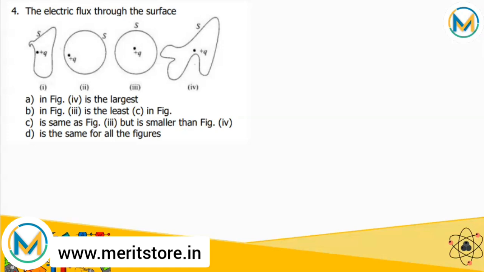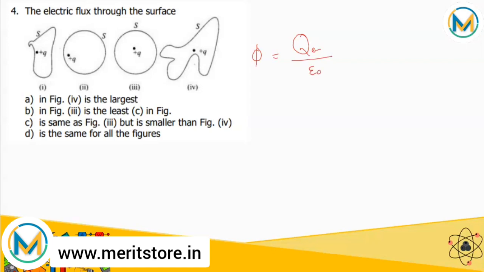The electric flux through the surface. According to Gauss law of electrostatics, the total electric flux out of a closed surface is equal to the charge enclosed divided by permittivity. That is, this is the formula: flux equals Q enclosed upon epsilon naught, that is permittivity.